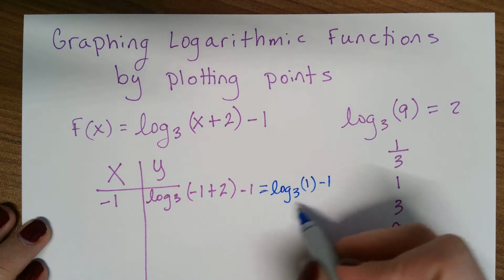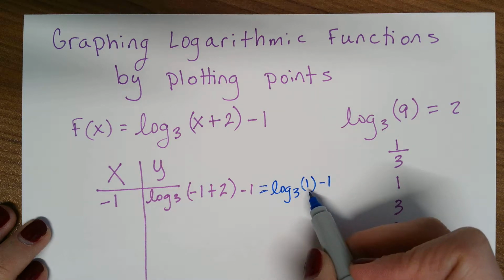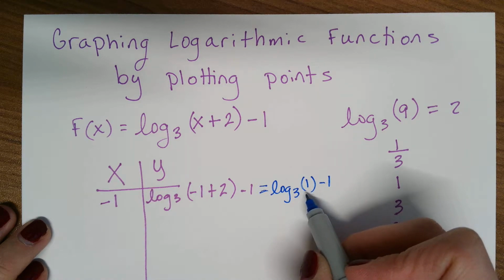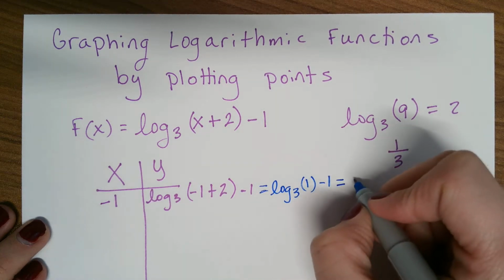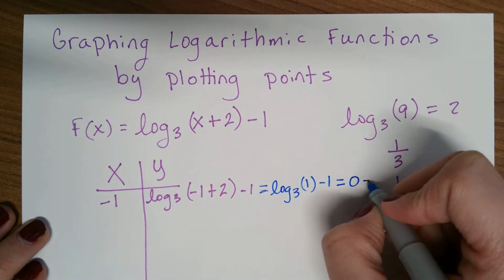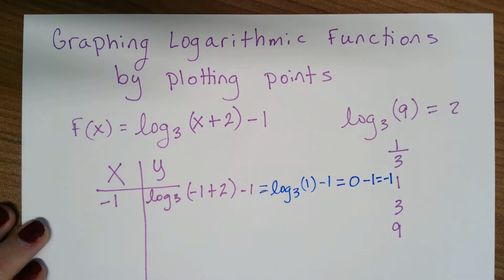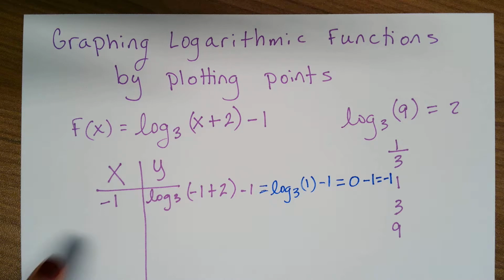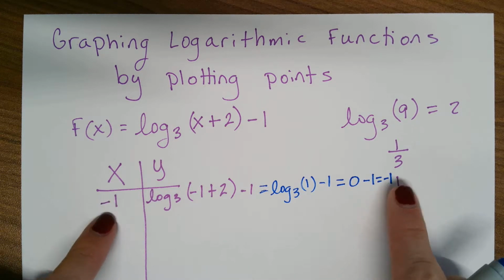And so now we can go ahead and evaluate. 3 to what power gives me 1? And it's 0. 3 to the 0th power gives me 1. So log base 3 of 1 turns into 0. So I get 0 minus 1, which is equal to -1. So if I plug in -1, I end up with -1. So there's one point on my graph, (-1, -1).